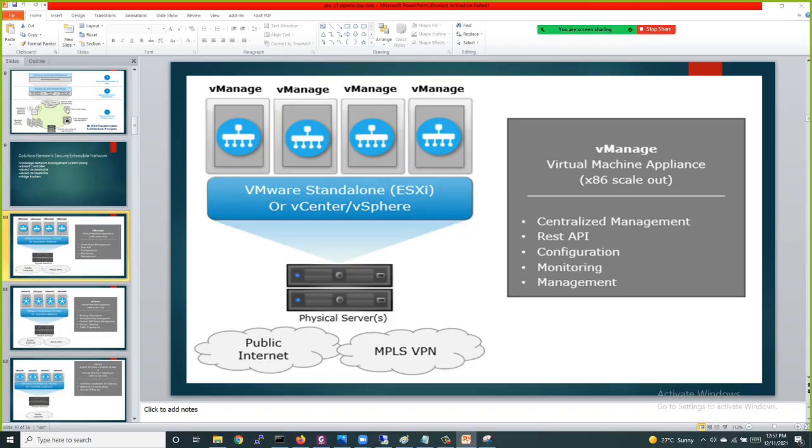Can you see here? There is a slide representing vManage. So this is the sign of vManage, right? All your centralized management, your configuration, monitoring, everything is done with the help of vManage. vManage can be an ESXi based device also, or you can manage it with the help of vCenter. So let me make it simple for you.